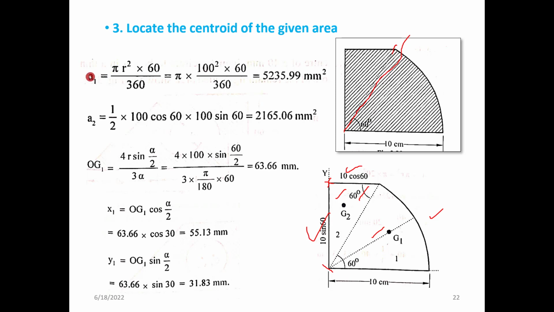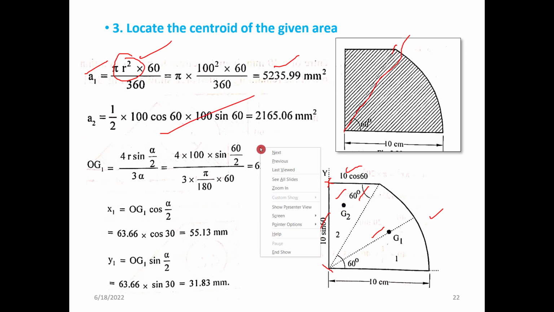So for the split up, here they have taken A1 as this arc. So pi r square into 60 by 360. Pi r square is the area of circle, and 60 by 360 means we know the total angle is 360, so 60 is the sector. So this ratio will give you the corresponding area of this sector. They found it at 5235.99 mm square. A2 is directly the triangle, so half b h. We found 10 sin 60 as the height and 10 cos 60 as the width.